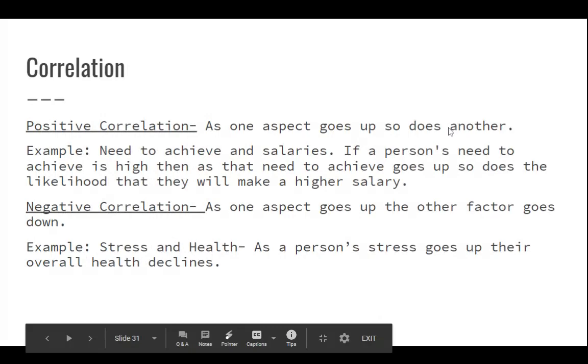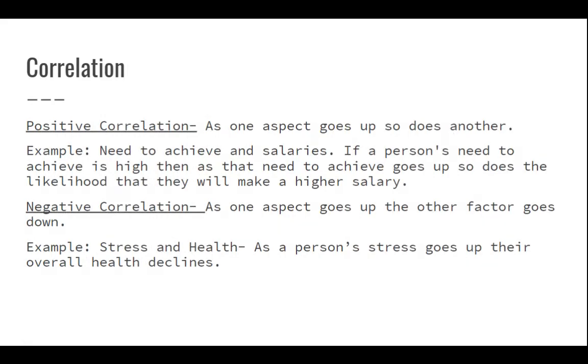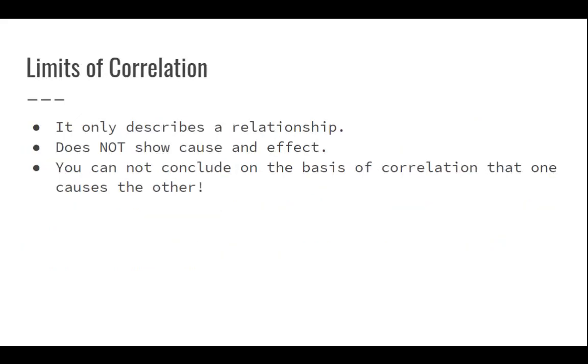A positive correlation means as one aspect goes up, so does another. An example of this is a need to achieve and salaries. If a person's need to achieve is high, then their salary would also be high. There's a strong likelihood that they would have a high salary. Negative correlation is when one aspect goes up, the other factor goes down. Example of this would be stress and health. If a person's stress goes up, then their overall health declines.